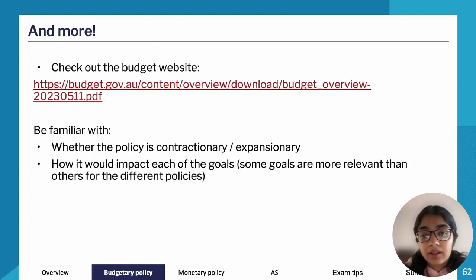And there's a lot more policies, so you just need to pick a few that you can link to the goals. So maybe one policy for each of the goals. But remember, some policies are related to multiple of the goals, so that's just something to keep in mind. Okay, that's it for the budgetary policy.